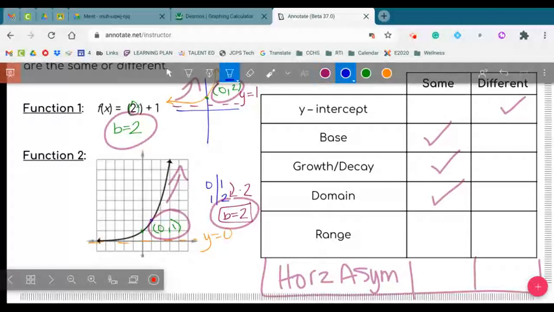Okay, our horizontal asymptote. You want to look at the horizontal asymptote and then the range. Horizontal asymptote, this one's y equals 0. This is y equals 1. So they're different. Since their horizontal asymptotes are different, their ranges also have to be different. So keep that in mind. Now, if the horizontal asymptotes are the same and they're both going in the same direction, the ranges will also be the same.